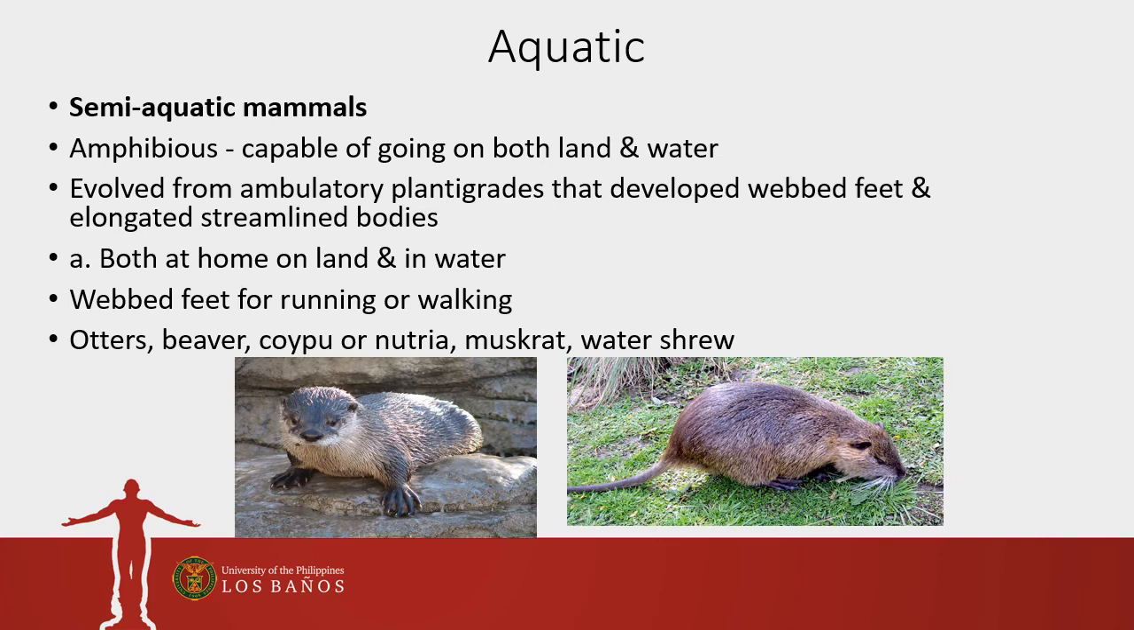Semi-aquatic mammals are capable of going on both land and water. This may have evolved from ambulatory plantigrades that developed webbed feet and elongated streamlined bodies. There are those that are both at home on land and in water. They have webbed feet but are still able to walk and run. This is seen in otters, beavers, coypu or nutria, muskrat, and water shrew.